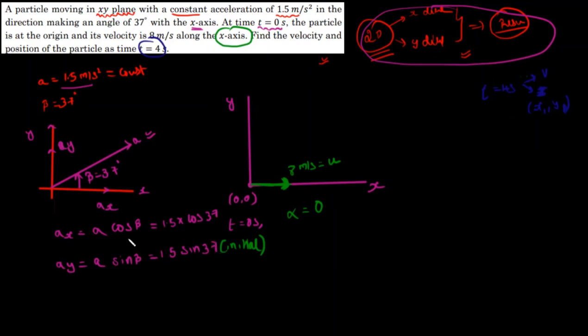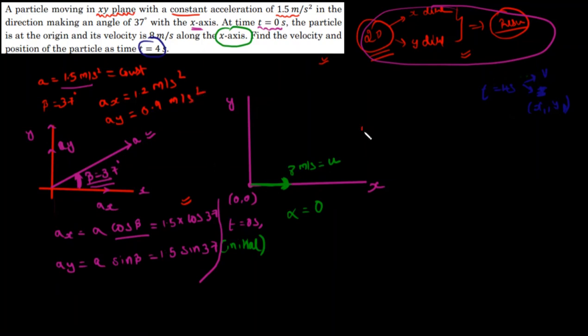Why am I using cos beta here? Because in the angle-known side, I am resolving, so it is cos beta. Now we got ax and ay. Let me give you the values also. If you solve this, ax is 1.2 meter per second square, and ay is 0.9 meter per second square. So we got ax and ay separately.